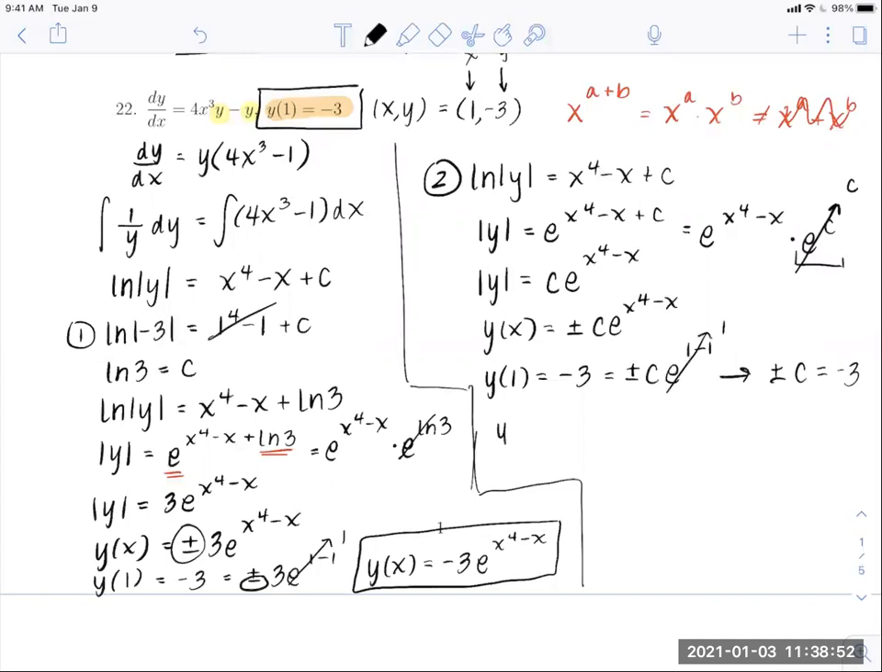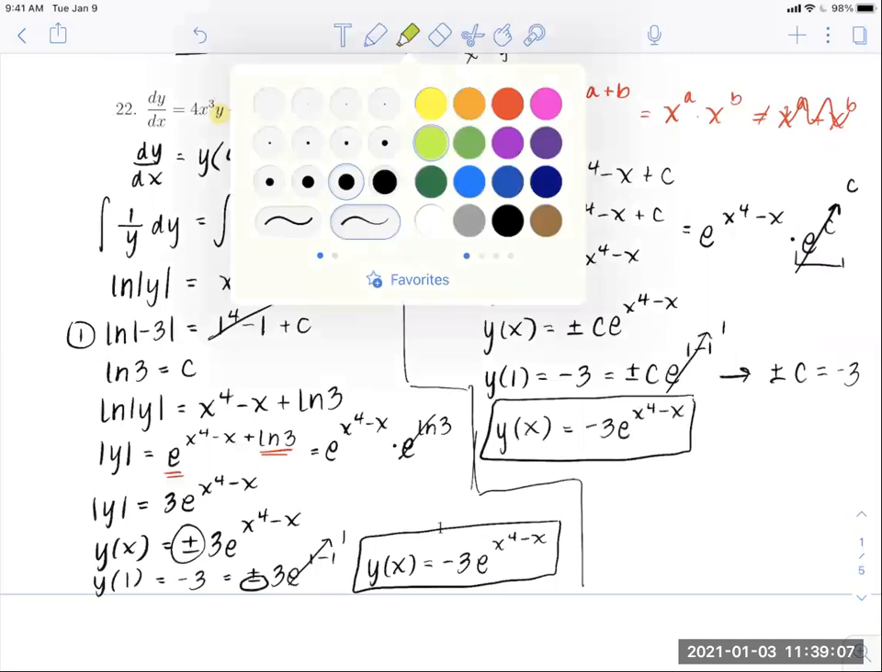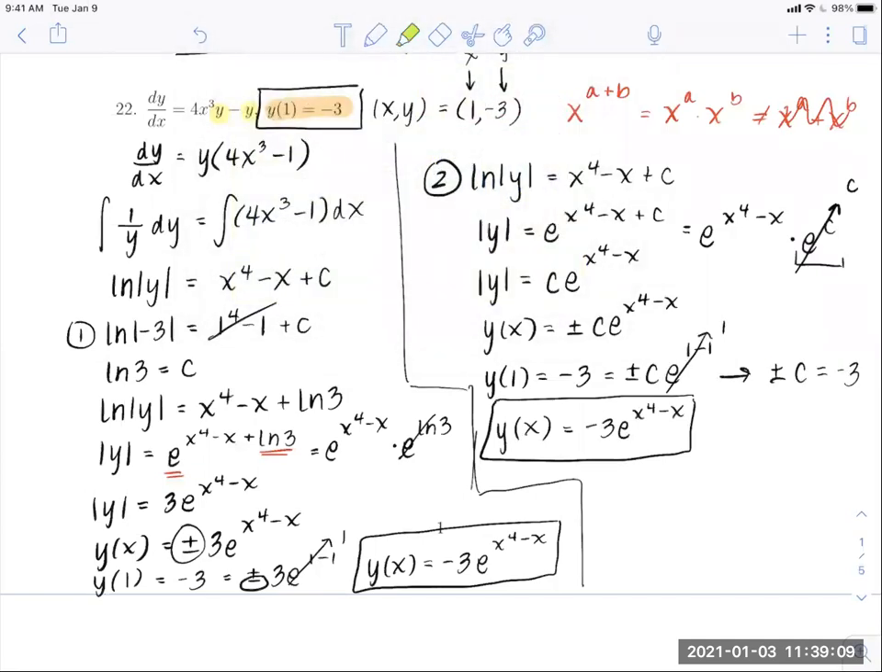So now I can write out my answer, y of x equals -3 e to the x to the fourth minus x. And you can see that that got us the exact same answer. What's unique here is what we solve for c. So here I solved that plus or minus c is -3. In method 1, I got c is natural log of 3.